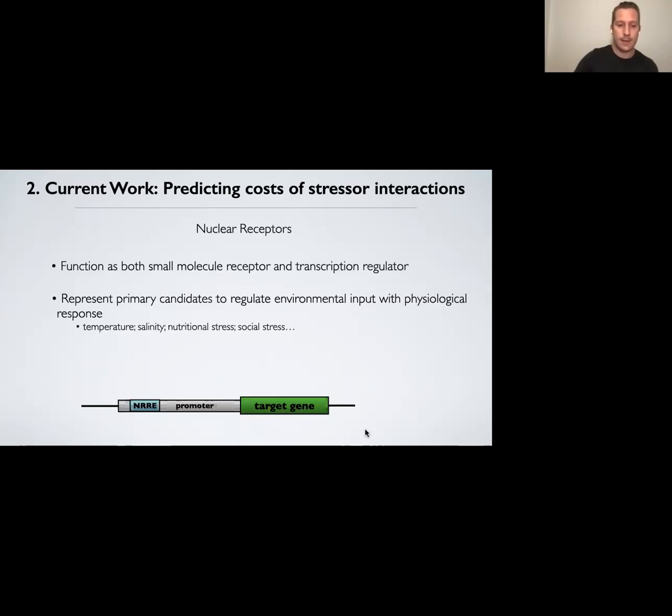So they bind to a response element in the promoter of target genes, whereby they recruit cofactors, so co-activators or co-repressors, in the presence of their specific ligand. And that's going to, in this case, promote expression of the target gene and the target protein.